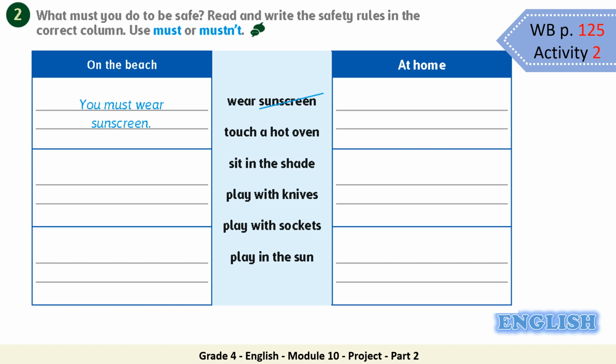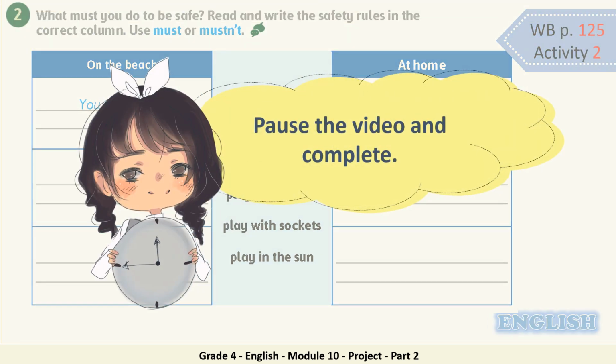Now, let's look at touch a hot oven. Where does it apply? On the beach or at home? Of course, at home. So, let's form a sentence using must or mustn't. The sentence would be, you mustn't touch a hot oven. Great job. Now pause the video and complete.